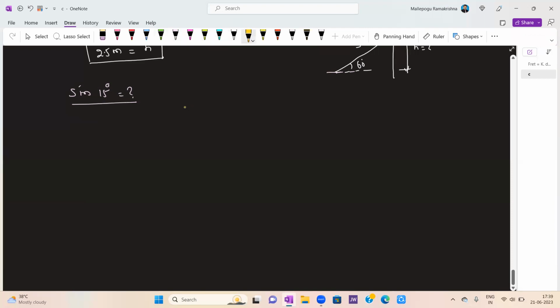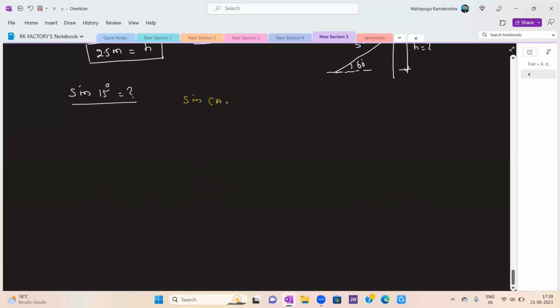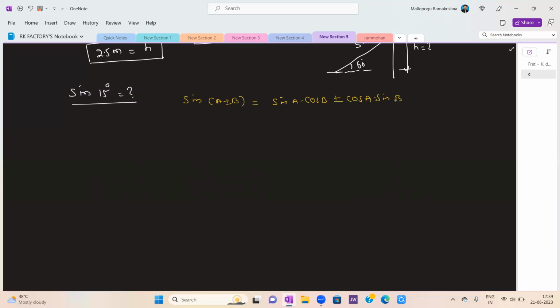Yes, we have a method. For that you need to identify some formulas. Suppose sine of a plus or minus b. If plus is there, or if minus is there, what are you going to get? Sine of a plus or minus b equals sine a cos b plus or minus cos a sine b. So how is this going to help you? How will you get sine 15? Sine of 45 minus 30.